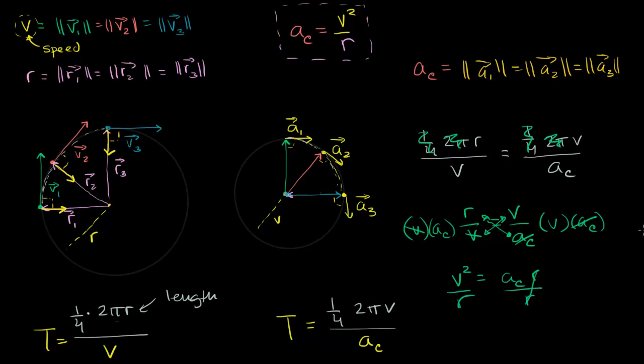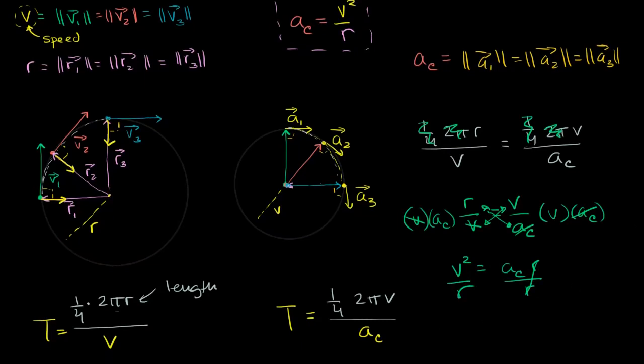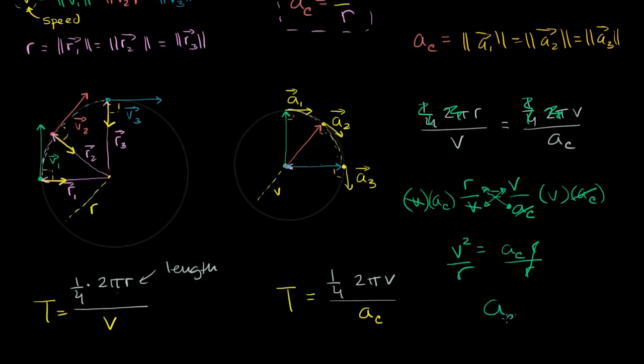And you are left with, and I guess we've earned a drum roll now, the magnitude of our centripetal acceleration is equal to the magnitude, our constant magnitude of our velocity. So this right here is our speed, squared, divided by the radius of the circle. And we're done.